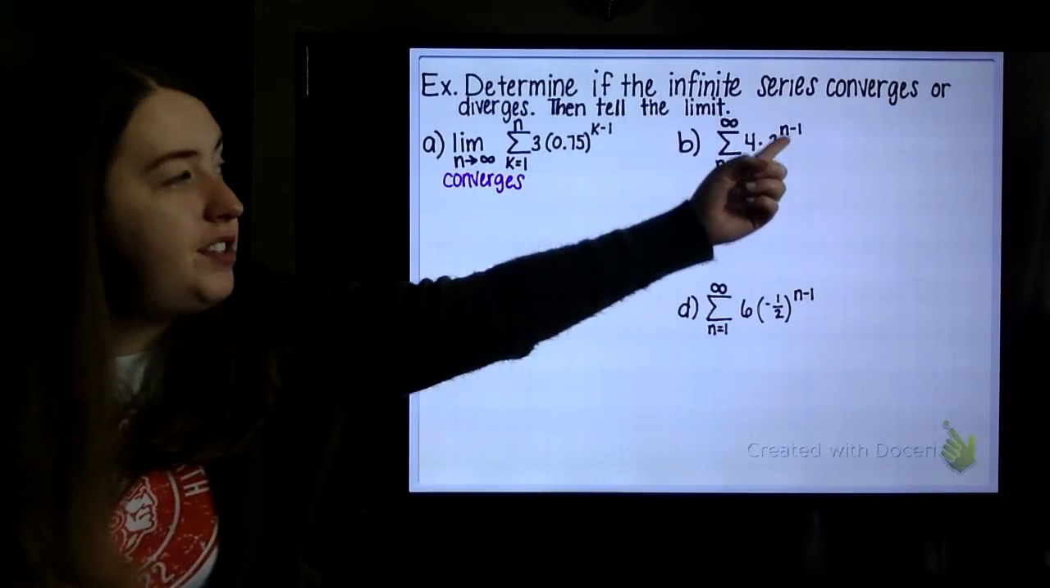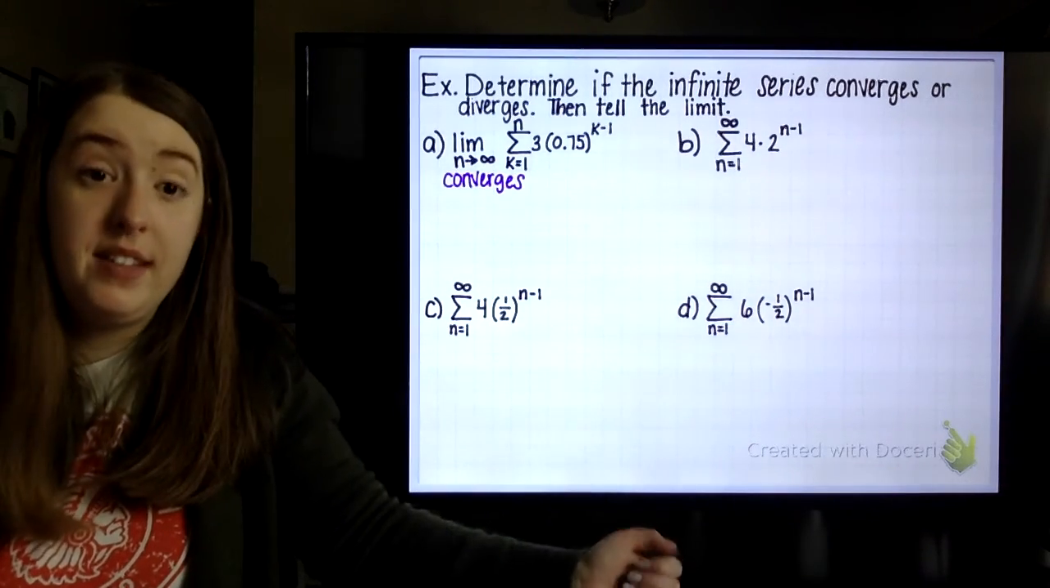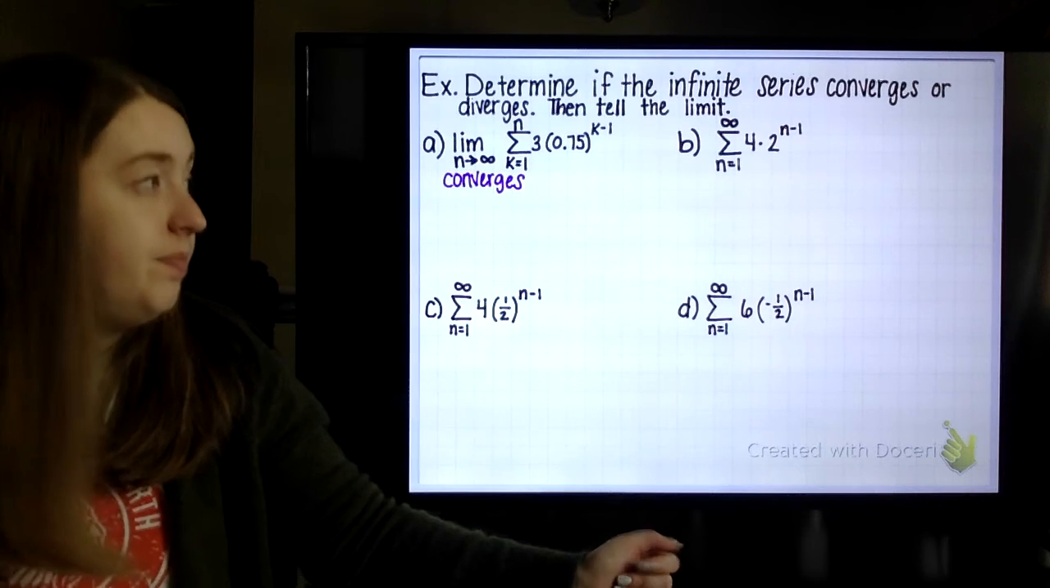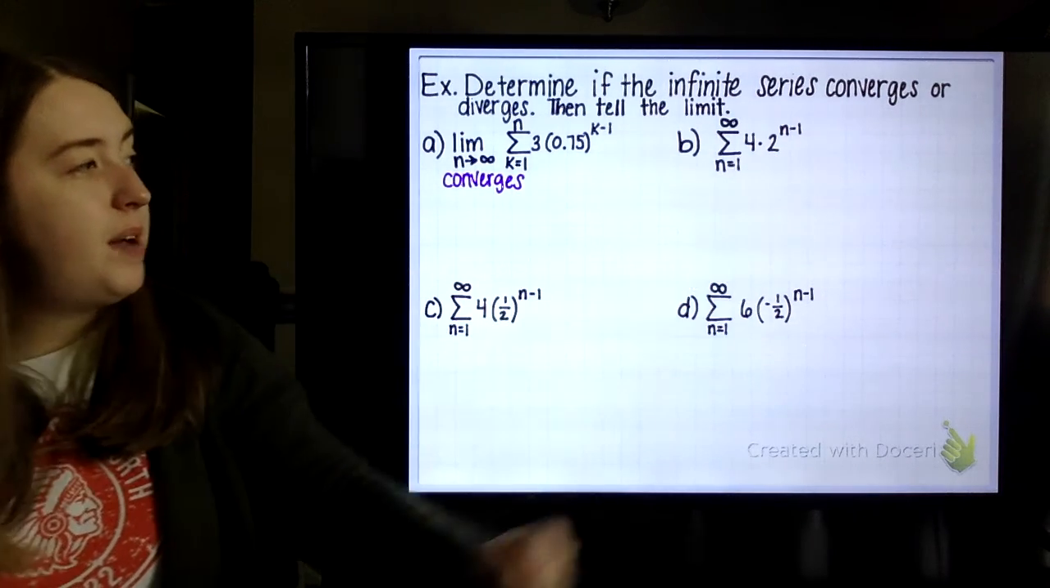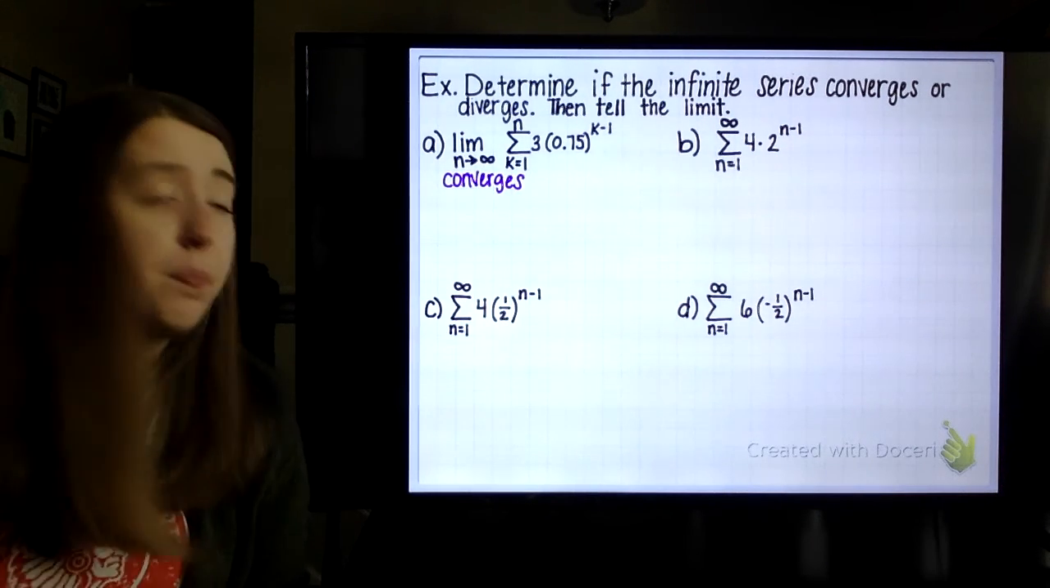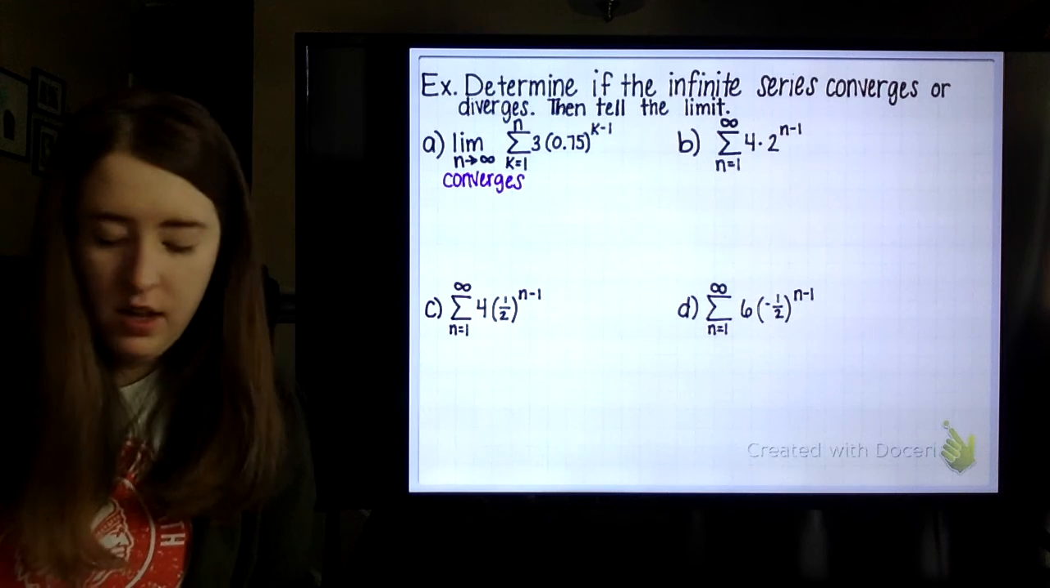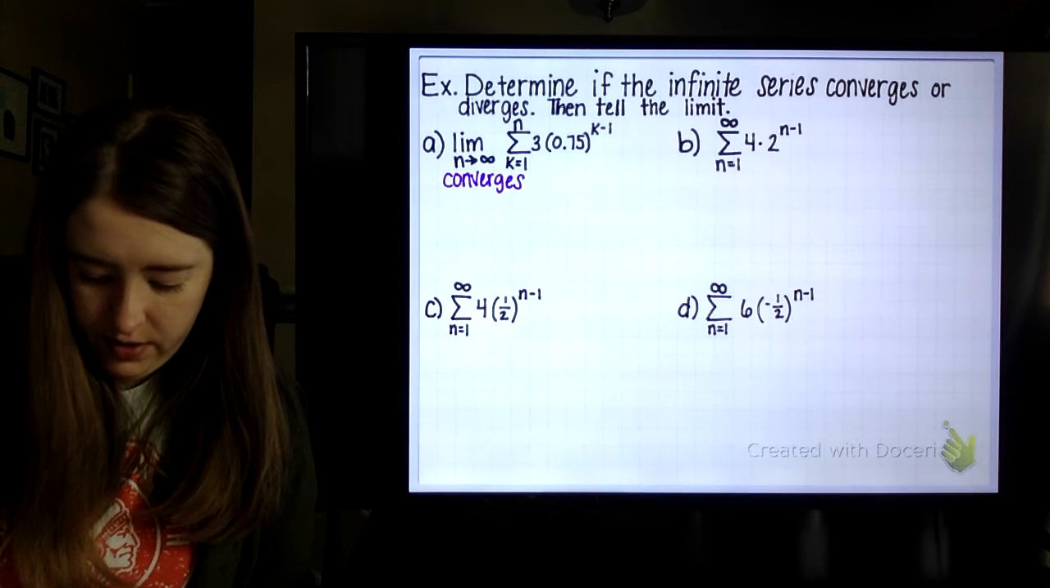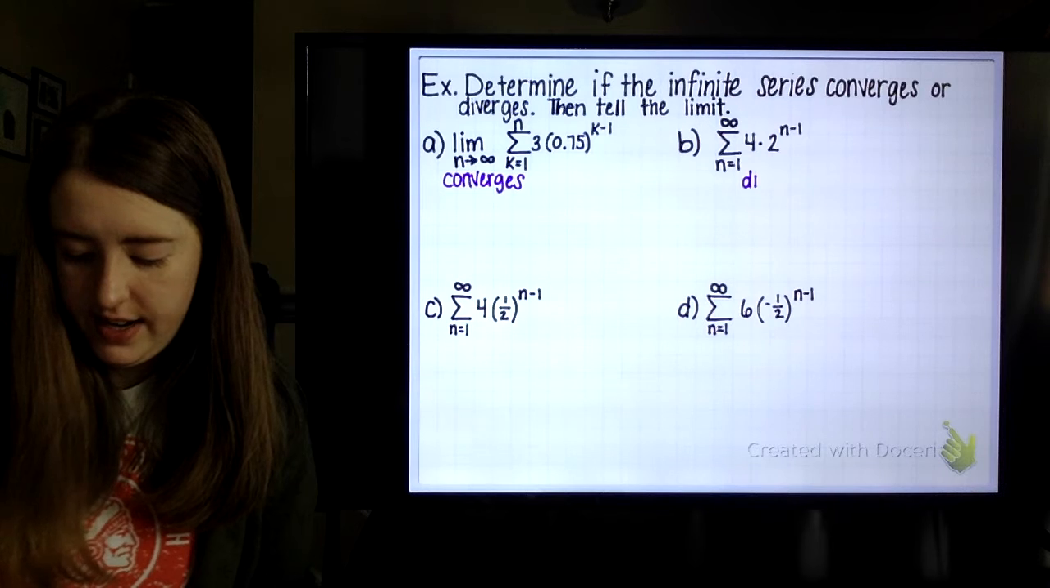Over here, I have 2 to a power, so that means that's geometric again. 2 is my common ratio, but 2 is bigger than 1. So then that's not going to converge, that's going to diverge.